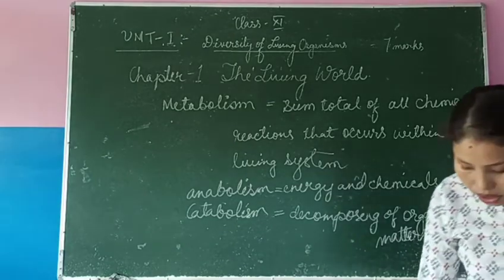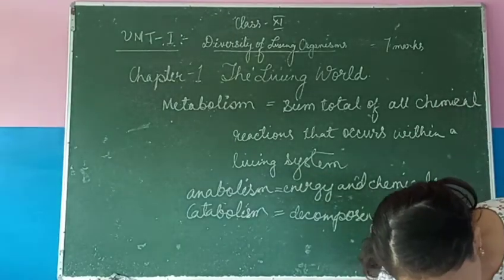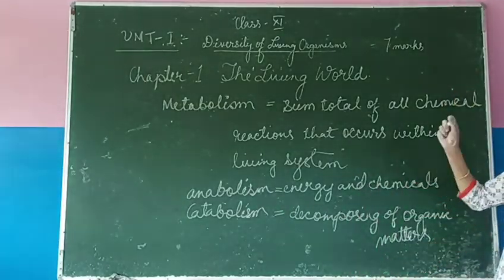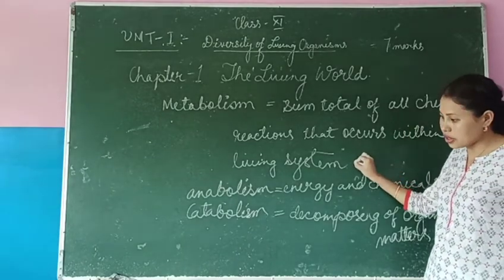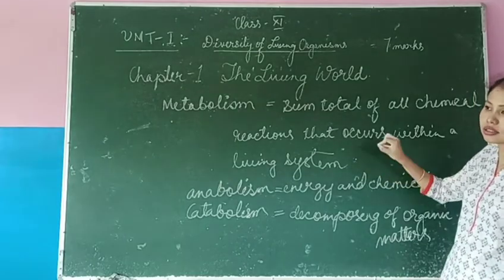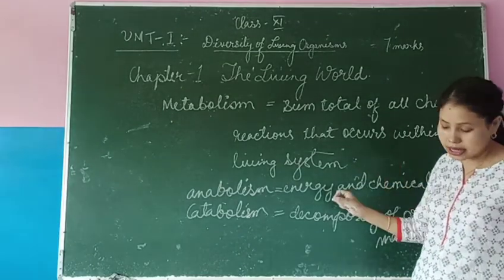So this is the third type of characteristic of a living organism. If we have to define a living organism, or for an organism to be living, it has to have metabolism. It has to undergo metabolism.